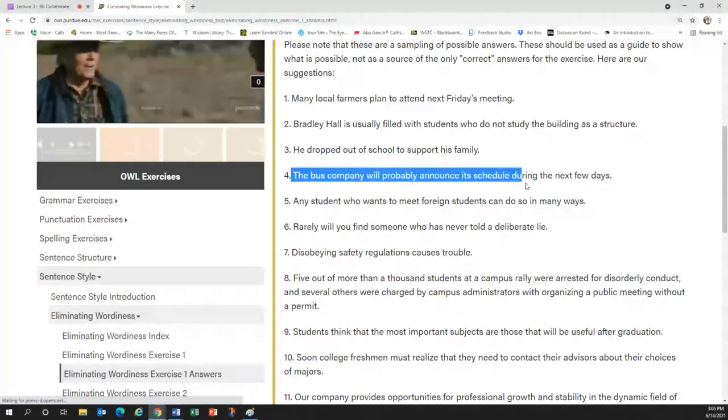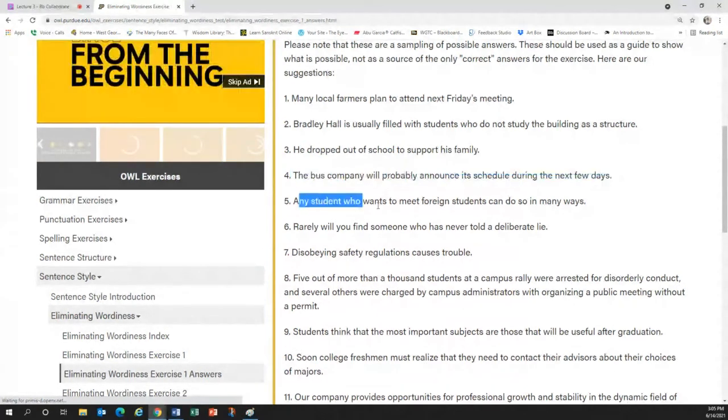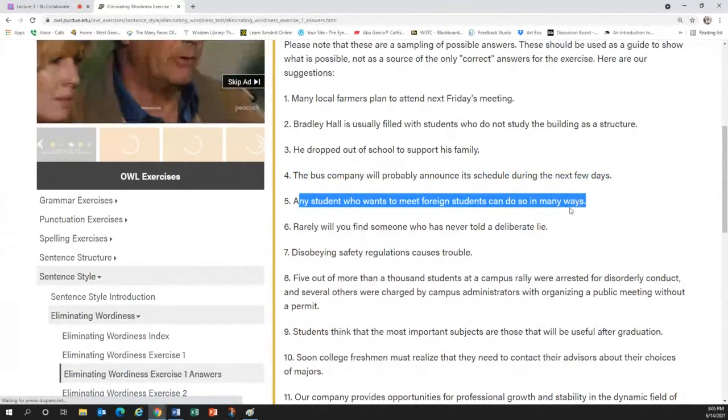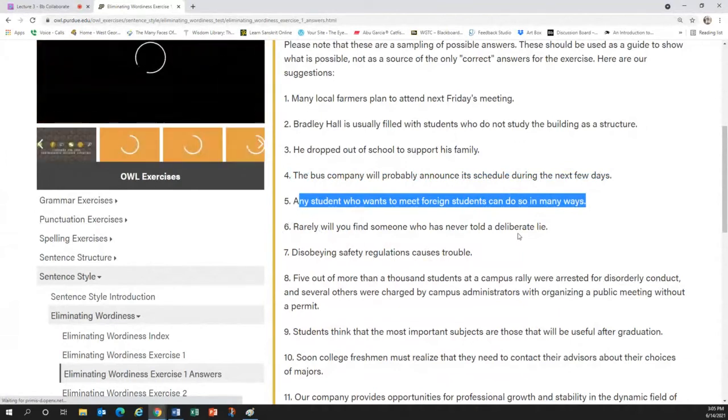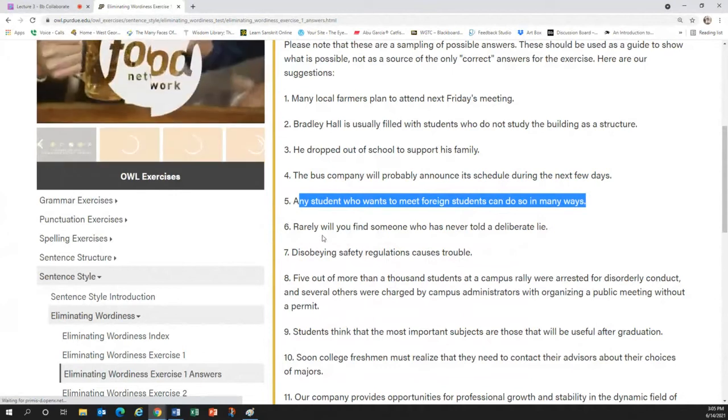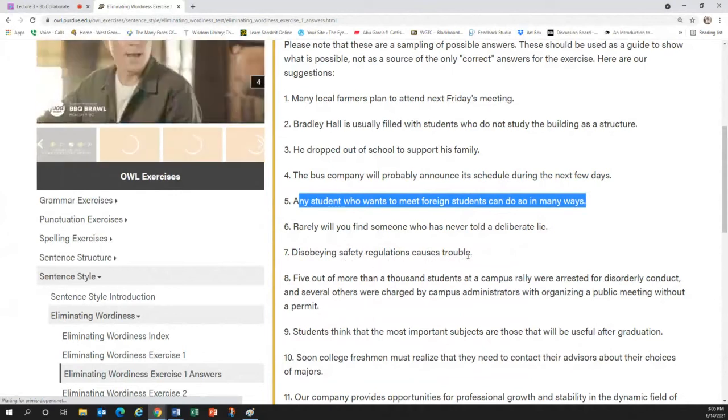The bus company will probably announce its schedule during the next few days. We got that one. Any student who wants to meet foreign students can do so in many ways. That one was a little different from what we got, but it was close. Rarely will find someone who's never told a deliberate lie. That one we got. Disobeying safety regulations causes trouble.